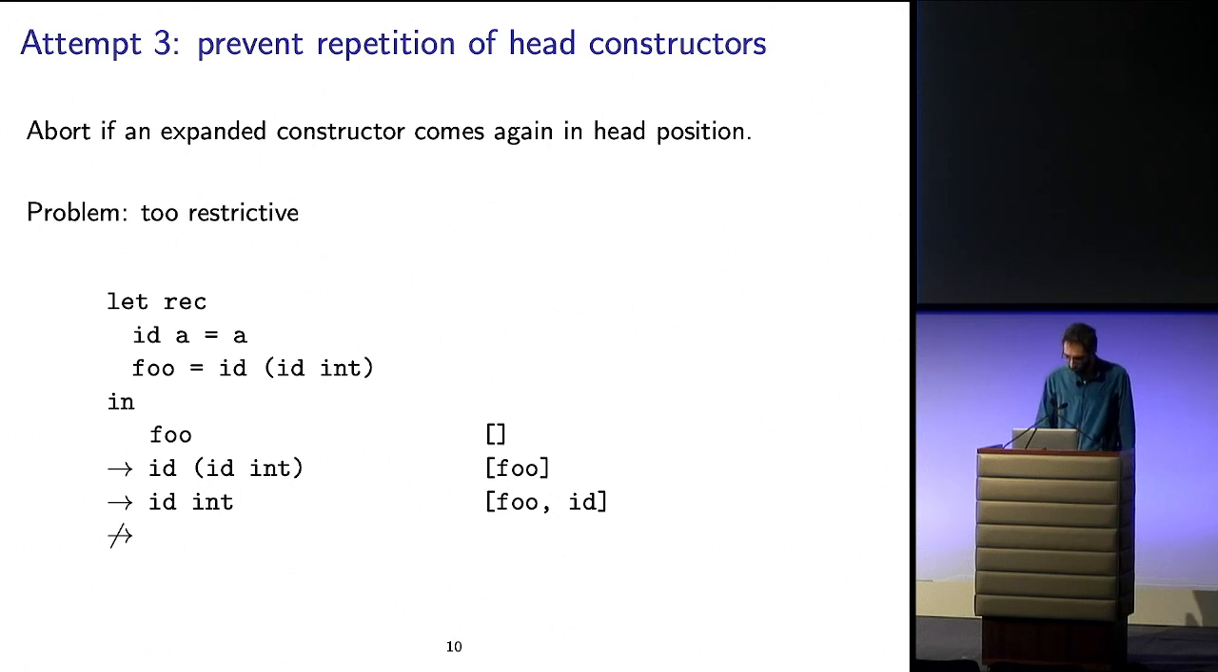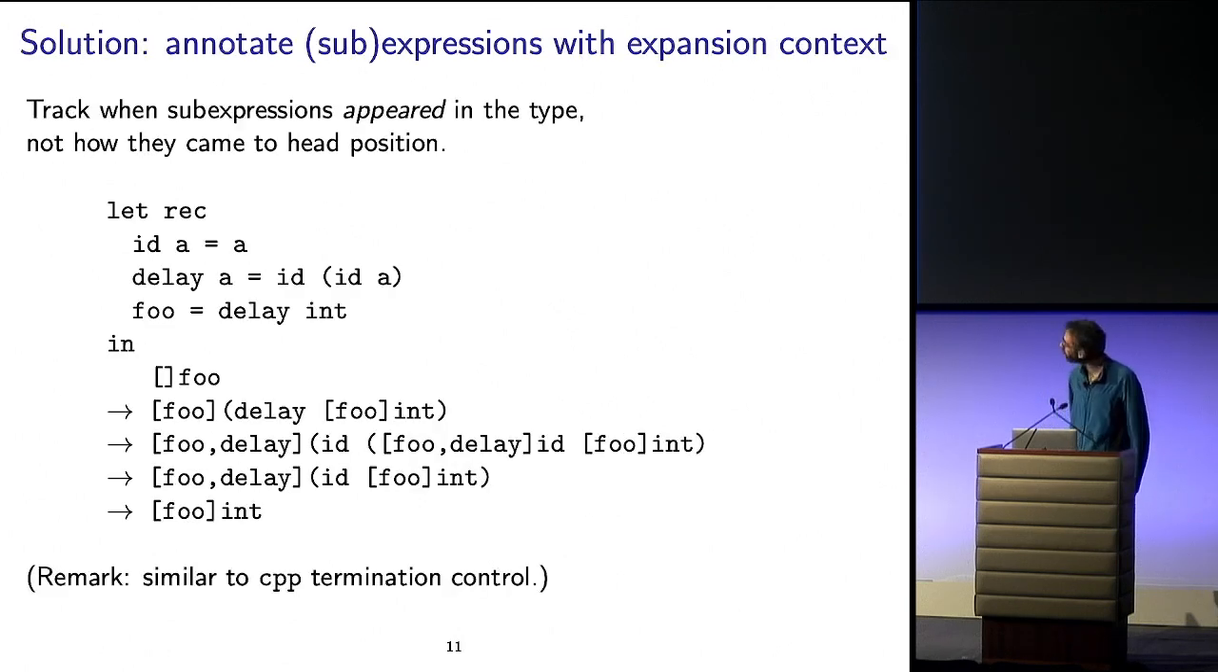Okay. So the last iteration of this idea is the one we used in the end. The idea is to track not just the head constructor that you expanded at the top level of the term, but for any sub-expression in the term. So I changed the example just a bit. Delay of A is ID A, and Foo is Delay of Int. So you start with Foo.